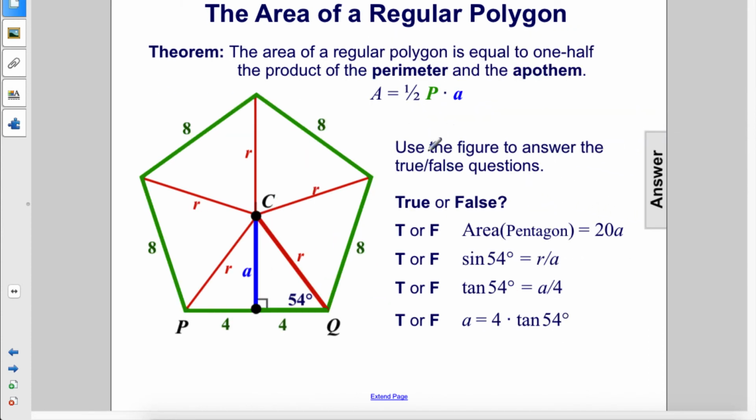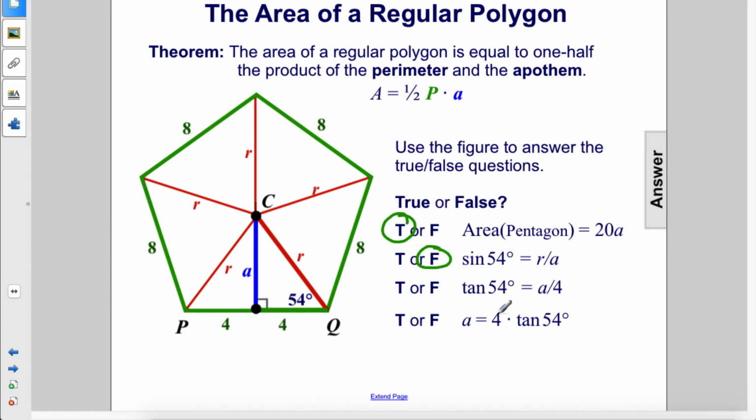Use the figure to answer the true or false questions. All right, so we have a pentagon here. True or false, the area of the pentagon equals 20 times A. Well, the area would be 1/2 times the perimeter, which is 40, times A. So 1/2 of 40 is 20. This is true. Sine 54 degrees is A over R, not R over A.